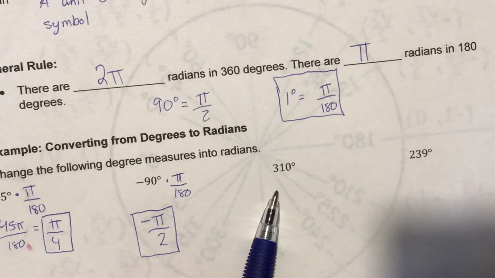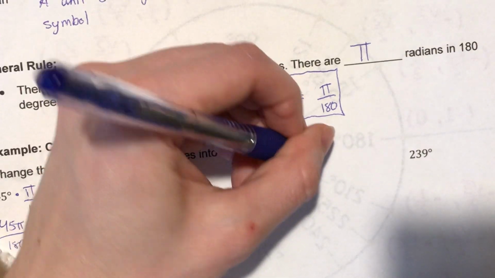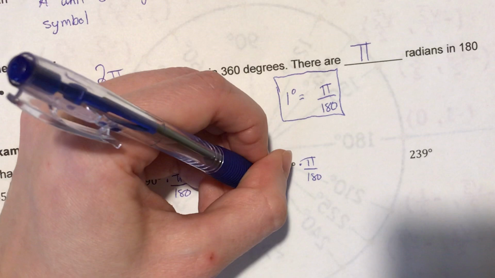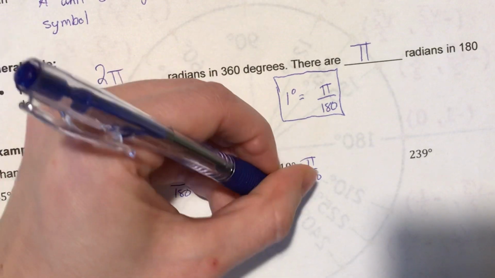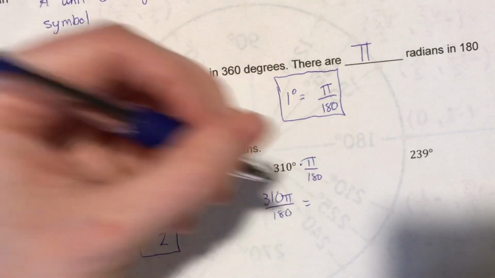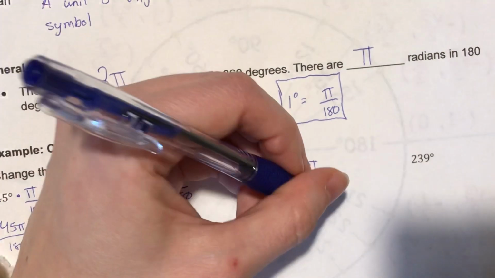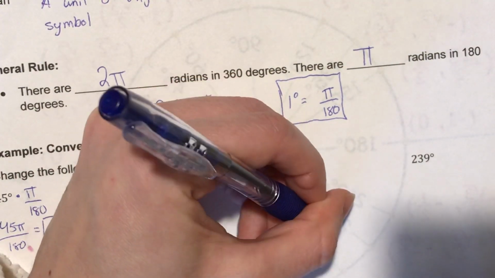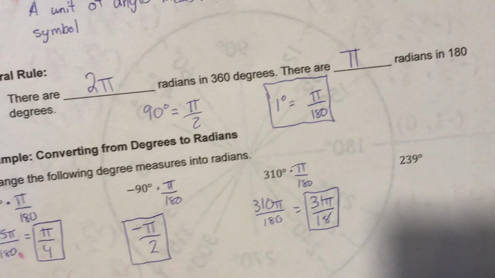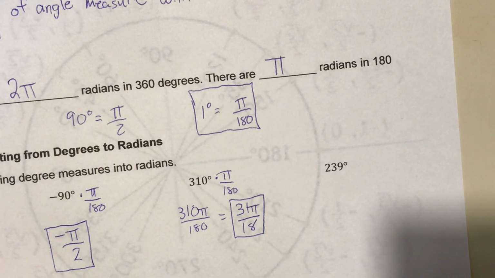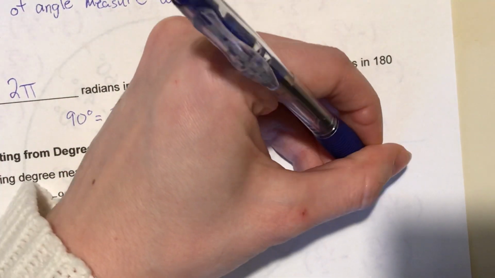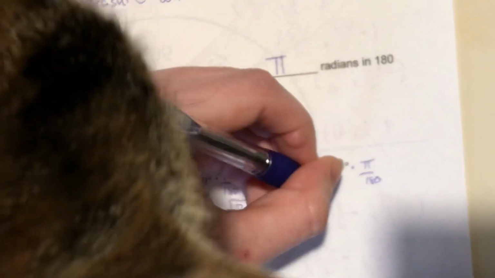All right, 310 degrees times pi over 180 is going to be 310 pi over 180, but we want to reduce that fraction, so we can divide by 10 and we get 31 pi over 18 radians. And then finally, we've got 239, a strange number of degrees. If we multiply that by pi over 180, we get 239 pi.